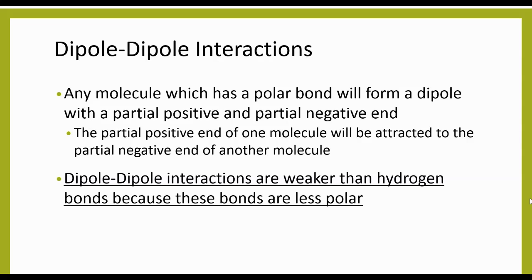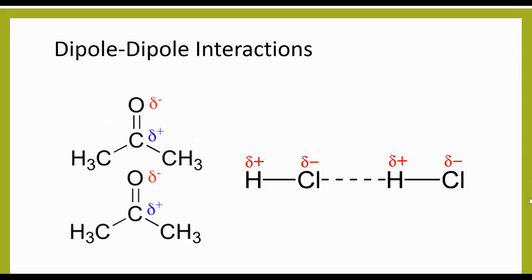All other polar bonds are still polar. They're just not as polar. So that's why they are weaker than hydrogen bonds. So if we look at these two pictures, on the left, we have a polar bond between the carbon and the oxygen, and we overall have a polar shape because it's not completely symmetrical. So that creates that dipole-dipole interaction.